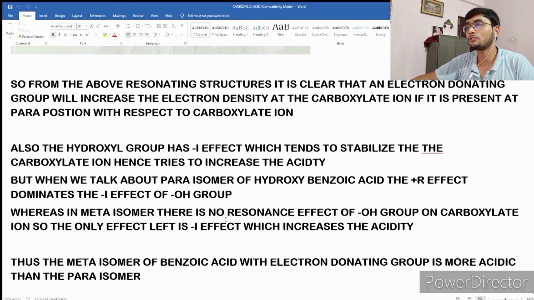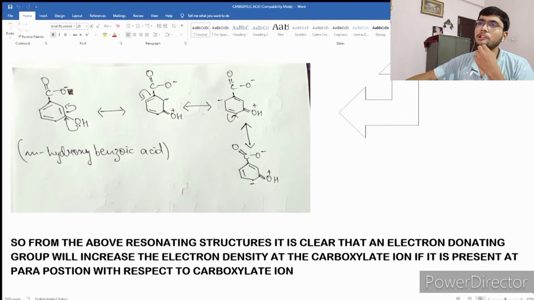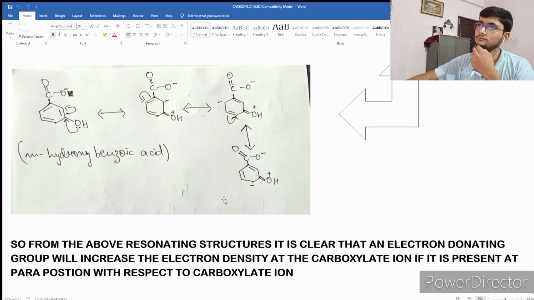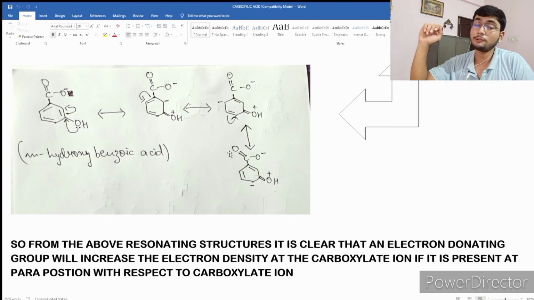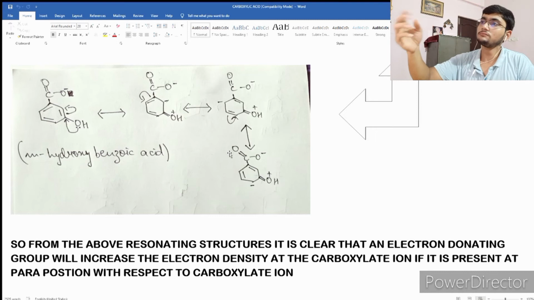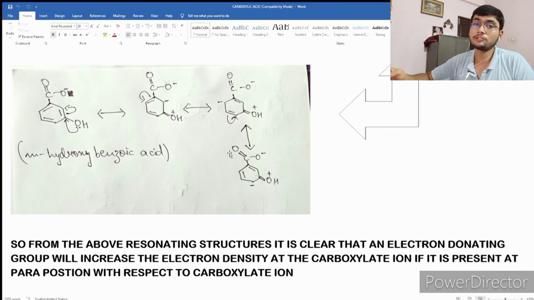Whereas in the meta isomer there is no resonance effect of the OH group on the carboxylate ion, so the only effect left is the minus I effect, which increases the acidity. Because there is no resonance effect, as I have shown you in the resonating structures of the meta isomer, there is no resonating structure which shows an increment of electron density on the carbon of the carboxylate group. So there will be no resonance effect when the hydroxyl group is at the meta position. There will be only the minus I effect, so it will stabilize the conjugate base. That's why the meta isomer is more acidic than the para isomer.